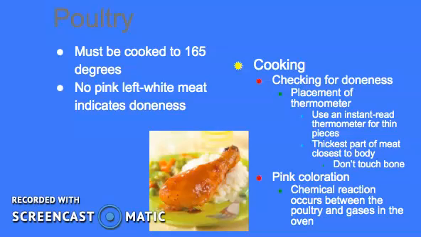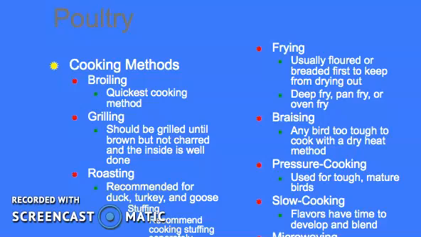And then the other thing I want to hit on is, especially with dark meat, sometimes you might get a pink coloration, which is not the same pink as raw meat or it not being done. It's a chemical reaction between the poultry and the gases in the oven. And again, that's typically only going to be with dark meat, but as long as it's hitting that 165 temperature mark, it's still done, even if it has a little bit of a chemical reaction pink color. But again, if you're cutting into your chicken or your turkey and juices are running out and it's still pink in the middle, it's not going to be done. So yeah.